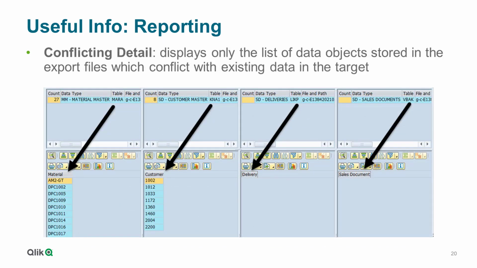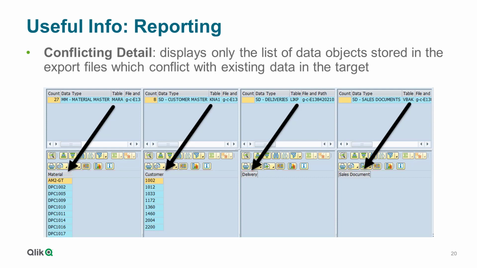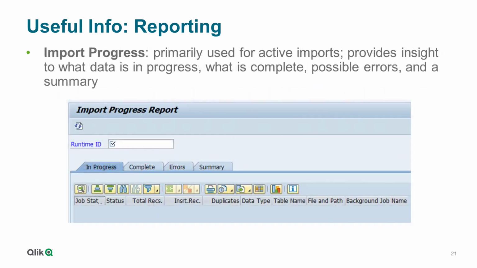The conflicting data report displays only the list of data objects stored in the export files which conflict with existing data in the target. In this example, the report shows conflicts for materials and customers, but not for deliveries or sales docs. This report can help when uncertainty exists about executing the import using the replace or skip options. The import progress report is primarily used for active imports. It provides insight to what data is in progress, what data has been imported, any errors, and a summary.